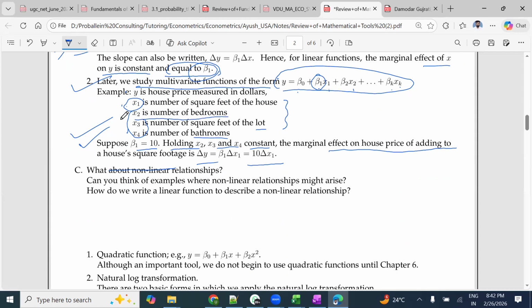Bhakti ma'am, do you want to add anything to the explanation? No, sir. This is good. Now, clear.